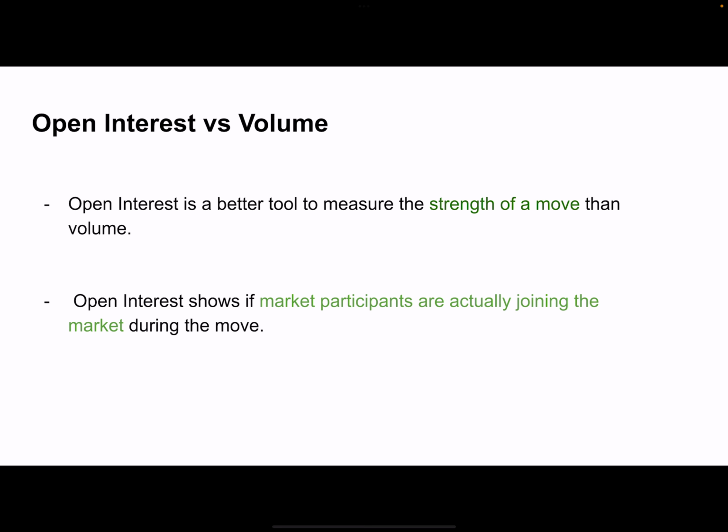Now the first thing we have to see is that open interest is a much better tool to measure strength than volume, because it shows us if the market participants are actually joining the move. With volume, you only get that a transaction happened in the market, but with open interest, you're able to understand if they're joining the market or leaving the market.